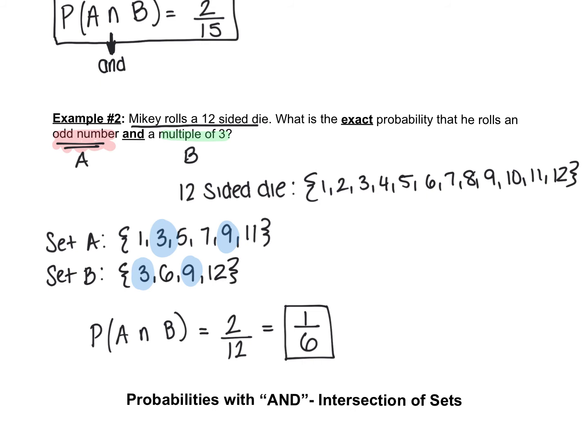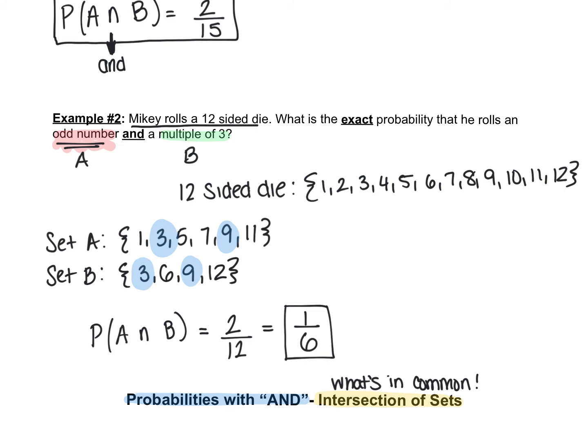So remember, if you want to highlight this or underline it, probabilities with and mean it's the intersection of sets. Intersection is another way of saying what's in common. So what's in common would be our probabilities with and.